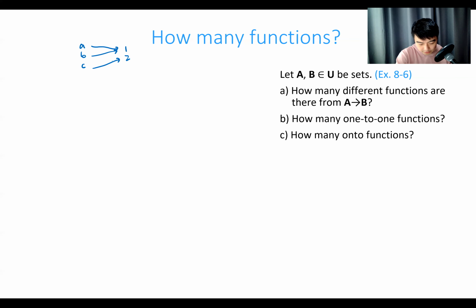Another example of an onto function would be if I put b over to here. So that would be two onto functions. And what we want to do is find a formula to calculate the total number of onto functions given the size of A and the size of B. Now, let's get this out of the way right away. What is the assumption that is made about the size of A and the size of B when there's an onto function?